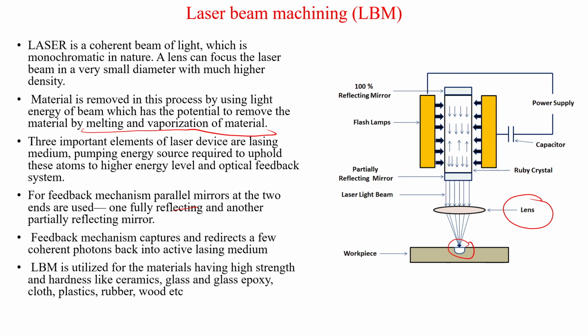Mirrors are used for reflecting, as feedback mechanisms for providing the feedback. It is used for materials which have high strength and hardness, like ceramics, glass and glass epoxy, plastic, rubber, and wood. Basically, here laser is used for machining, mainly for high strength materials like rubber, plastic, ceramics, etc. This is all about laser beam machining.